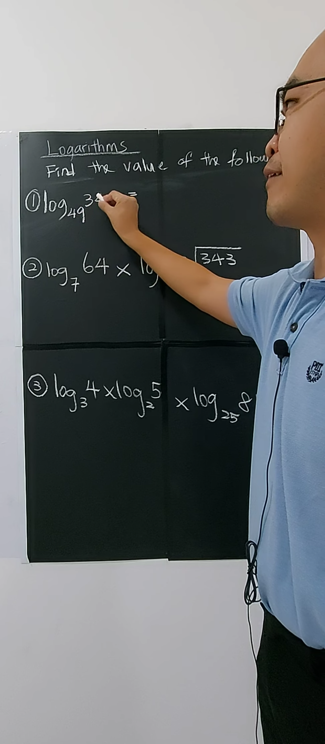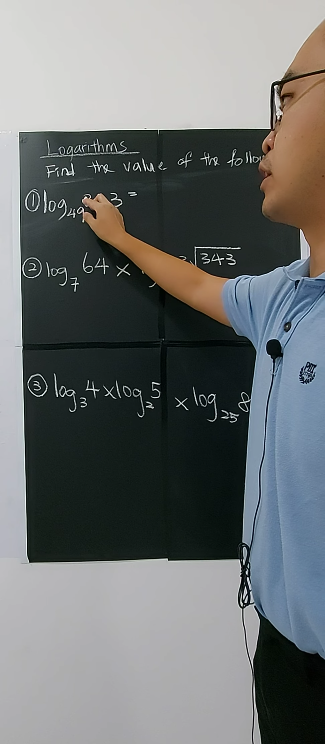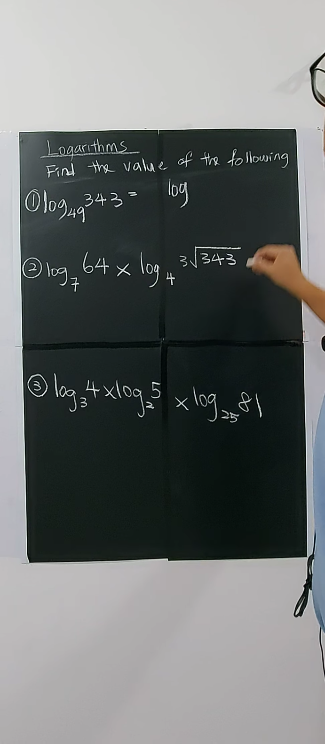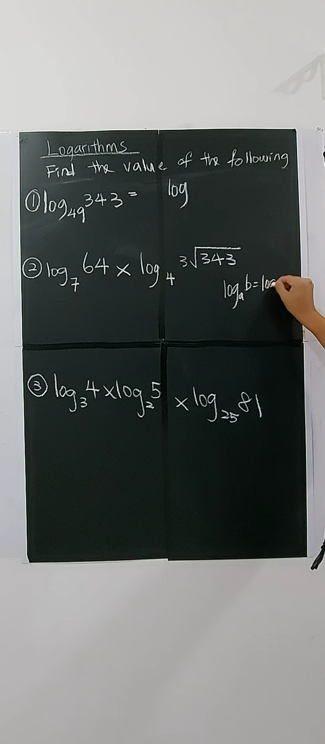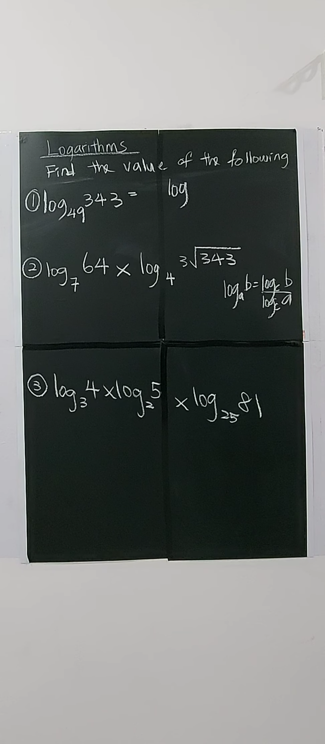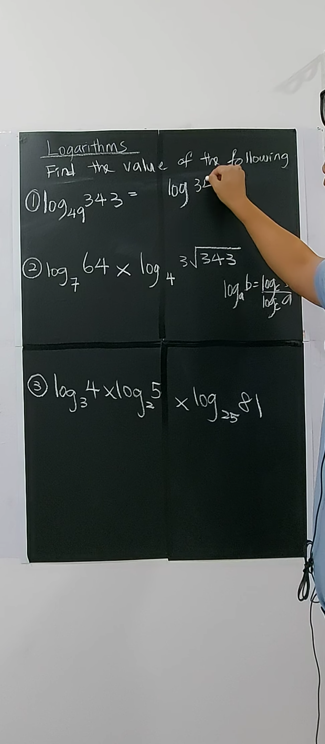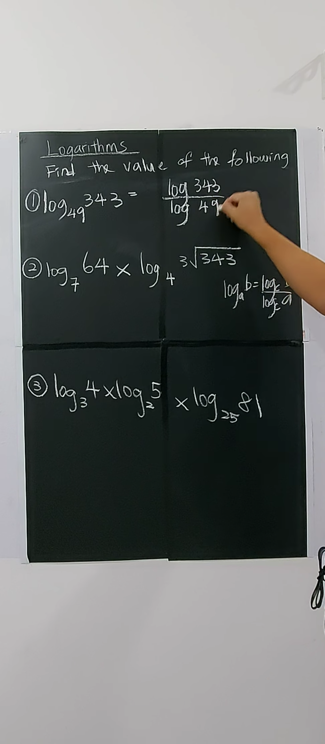But this is not direct. 343 cannot be written as 49 to the power of an integer. So in this case, you use the formula for changing base. If I have log b to the base a, I can simplify the value as log b divided by log a, but I have to choose a suitable base c. For example, in this case, this is your b and this is your a, so I have log 343 divided by log 49.